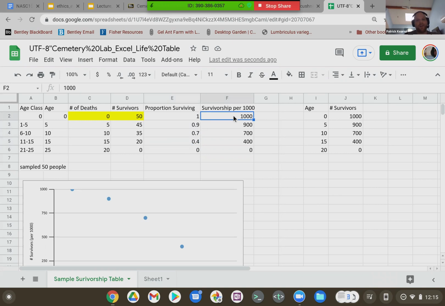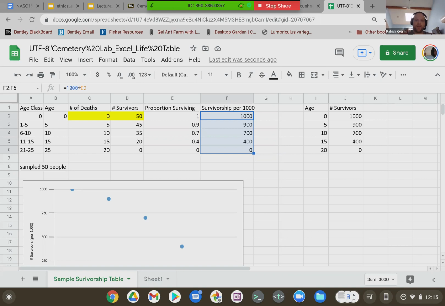And then I want to calculate the final thing, which is simply the survivorship per 1,000. To do that, all I do is take 1,000 and multiply it by my proportion surviving, giving me how many people per 1,000 survived. Now, why do we do survivorship per 1,000? I'm sure you guys have probably seen infection rates per 1,000. It's just a really common way to standardize data sets across them. There are other demographic reasons that we won't go into, but we will standardize ours to 1,000.